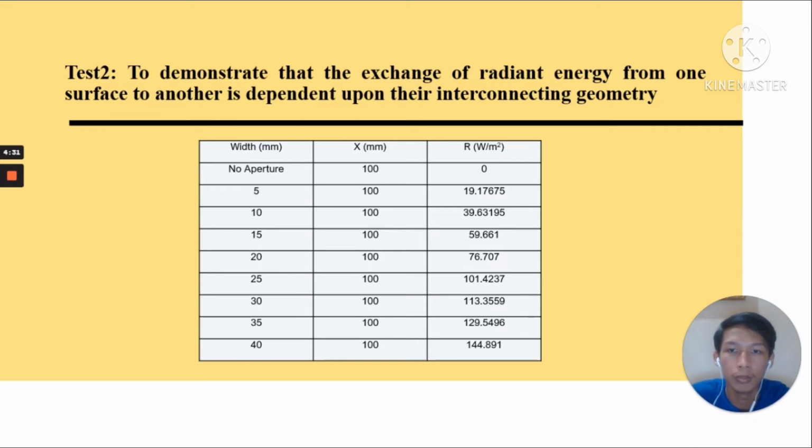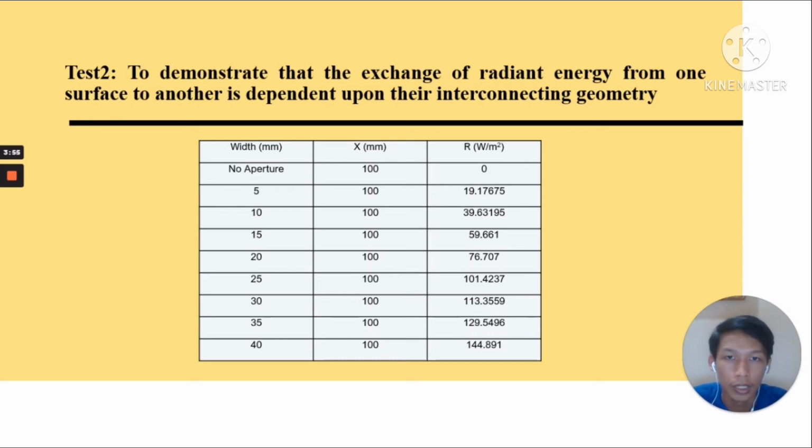The width, as mentioned in the procedure, we increase with an increment of 5 mm. We begin from 5 until 40. As for the X, we remain constant, which is the position of the radiometer from the aperture position, which is 100 mm. And the R is the energy emitted by unit area for the black body surface. As you can see, the result is displayed on the right of the column.